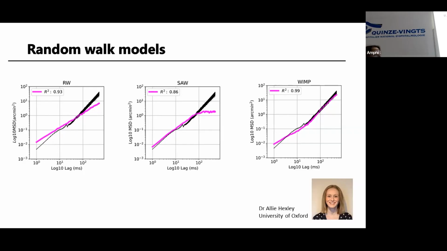But if you try other types of random walk, so SAW is a self-avoiding random walk, WIMP is a walker in a moving potential. So this is a random walk confined to a potential, but that potential is also moving around. You get characteristic different shapes in this log plot. And so these parameters tell you not just about the amount of movement, but something about the type of movement that's happening, or something about the behavior of the eye.